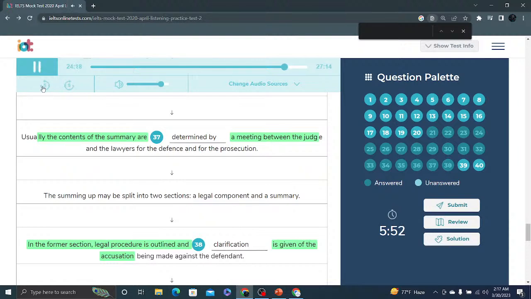A legal part and a summary of the facts of the case. The legal part is basically a clarification of what the charge is and what has to be proven.